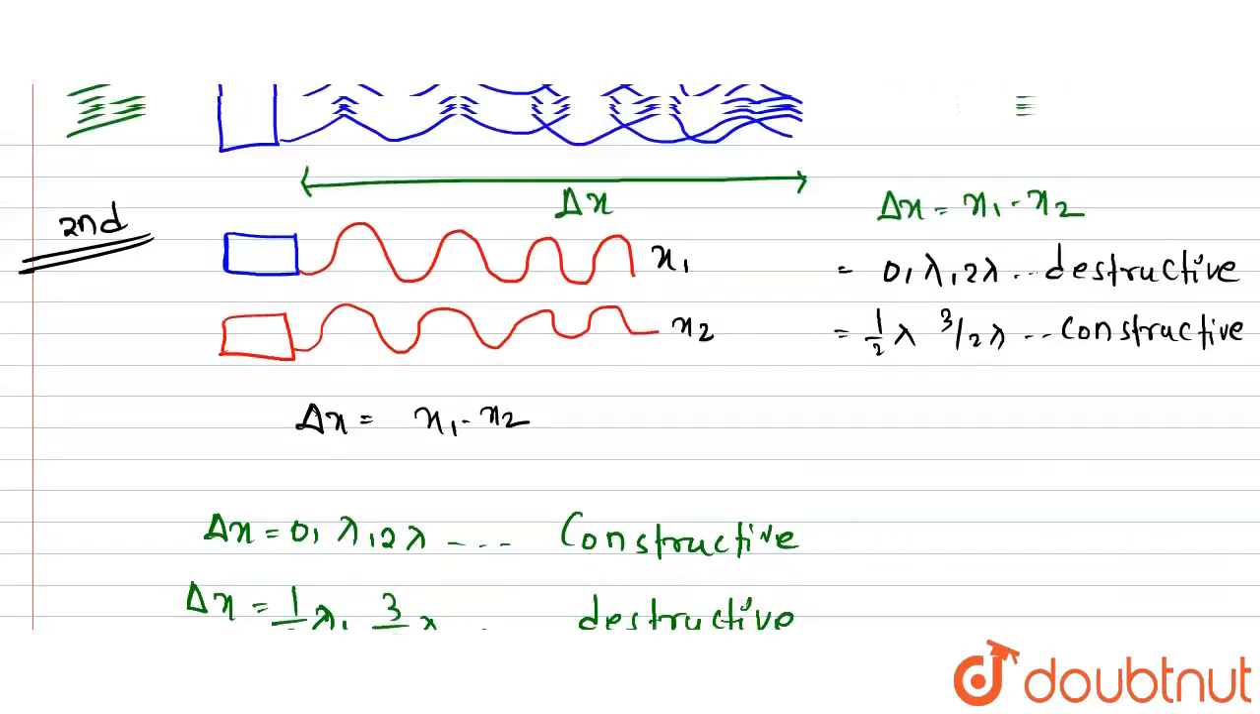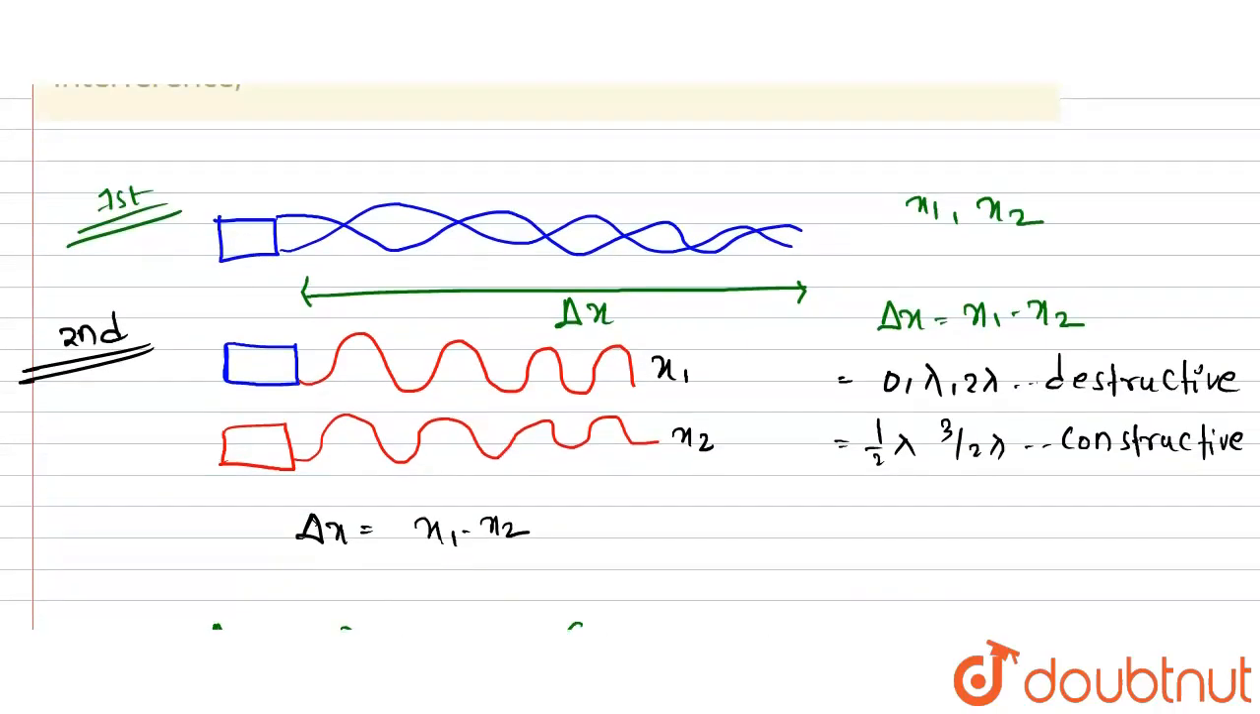So when two waves are generated from one source, if the difference between them becomes 0, lambda, 2 lambda, where lambda represents the wavelength, in that case that will be destructive. And if you get the value 1 by 2 lambda, 3 by 2 lambda, that will be constructive when both waves are generated from one source.